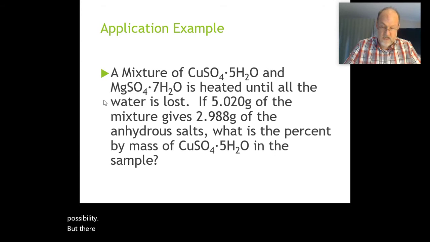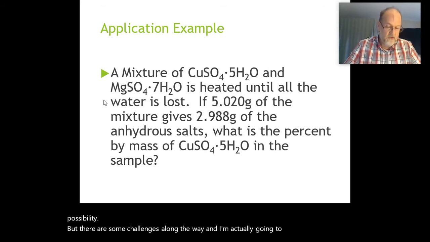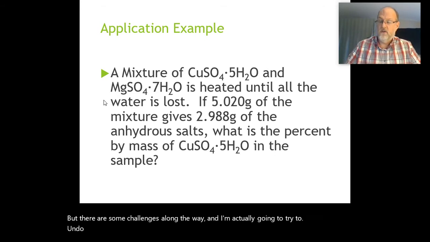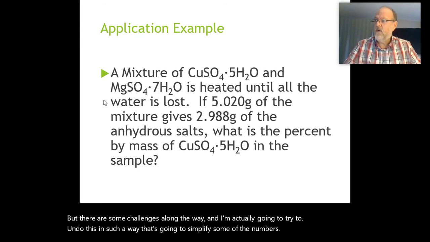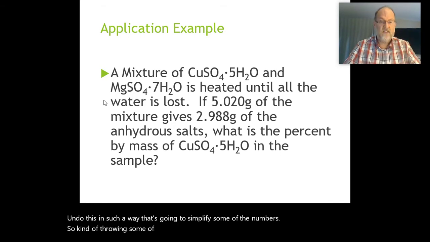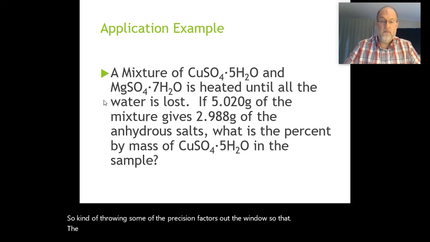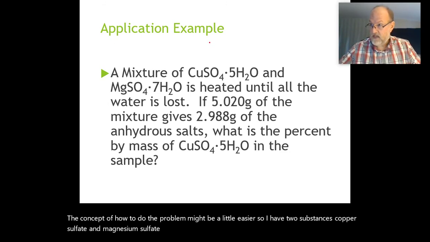The numbers make sense. But I'm just going to tell you that there's a possibility that there's some challenges along the way. And I'm actually going to try to do this in such a way that's going to simplify some of the numbers. So kind of throwing some of the precision factors out the window so that the concept of how to do the problem might be a little easier. So I have two substances, copper sulfate and magnesium sulfate. And I have this container that has both of them in it.